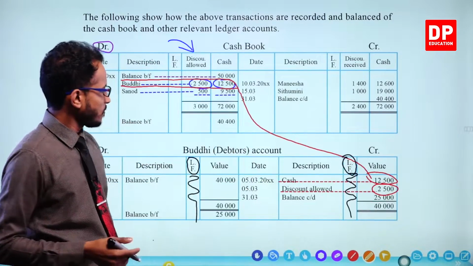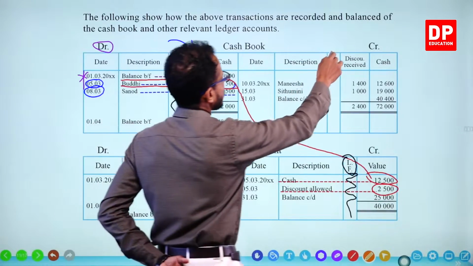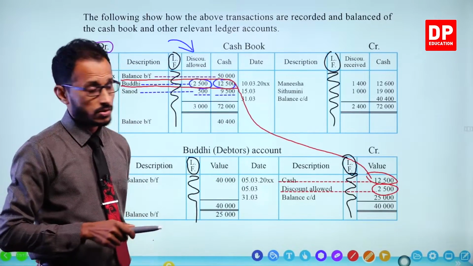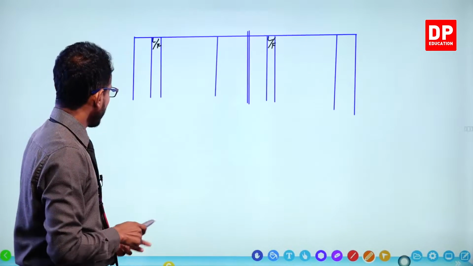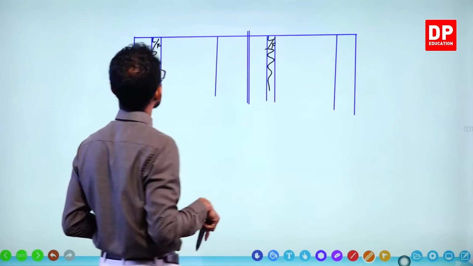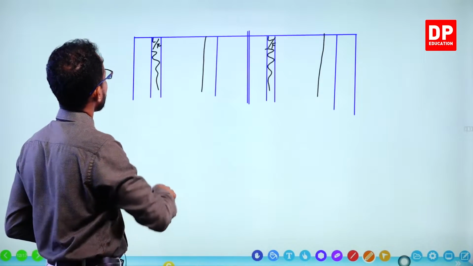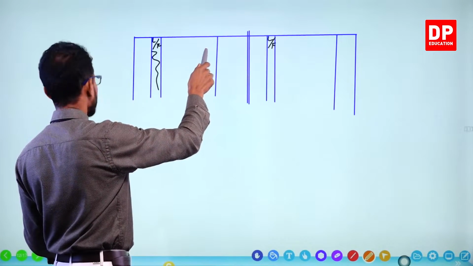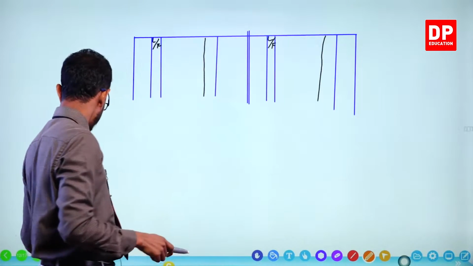That's why I just mentioned the ledger folio column is not actually used in your syllabus. The use of it is not mentioned. All right, there is a use of it, it's just not mentioned. So you can draw it here and keep it blank. Even though you can draw it here, you can draw it next to the amount column. It doesn't matter.